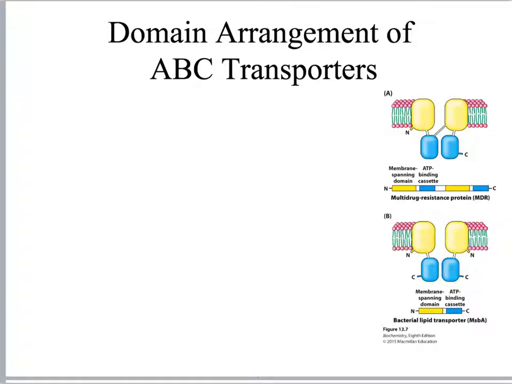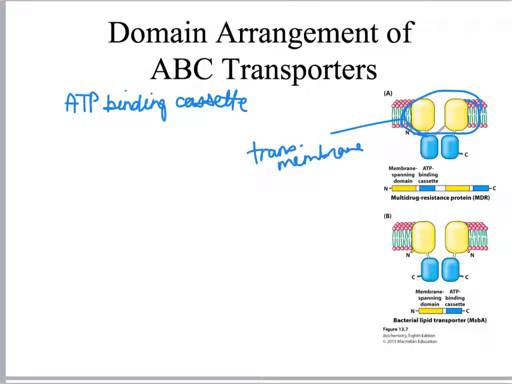These are also called ATP binding cassette transporters. This class also involves hydrolysis of ATP and conformation change, but it has a slightly different structure and functions in a slightly different way. Here we have 4 domains that arise from a single polypeptide chain. We have 2 that are transmembrane domains, and 2 that are our ATP binding cassettes that are inside the cell.